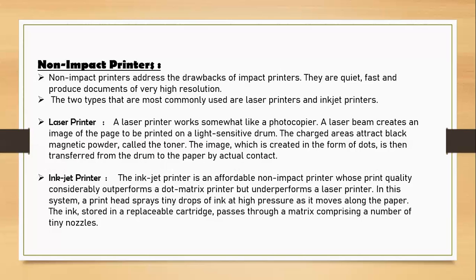As far as the inkjet printer is concerned, it is an affordable non-impact printer whose print quality considerably outperforms a dot matrix printer but underperforms a laser printer. In this system, a print head sprays tiny drops of ink at high pressure as it moves along the paper. The ink stored in a replaceable cartridge passes through a matrix comprising a number of tiny nozzles.